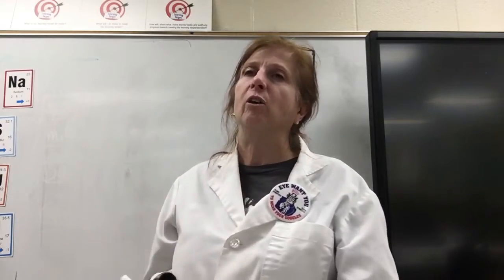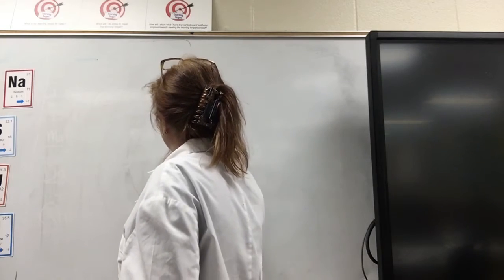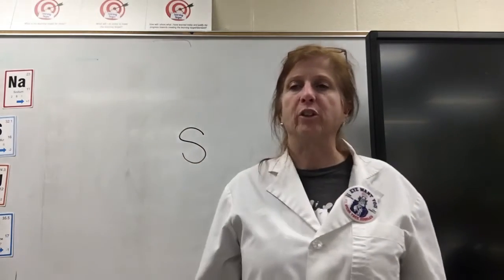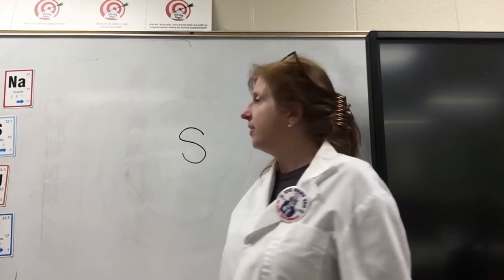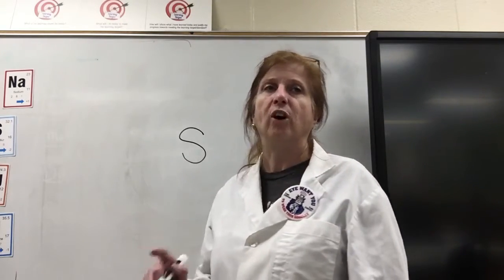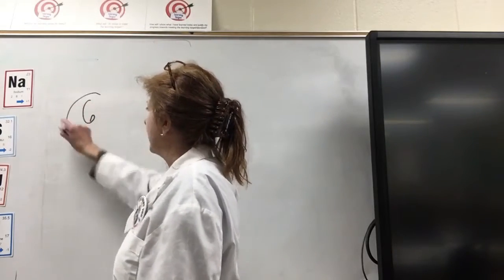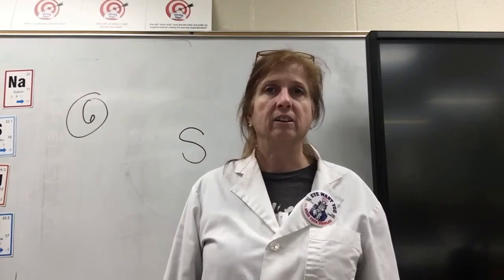What we're going to do now is the dot structure for sulfur. What you do is you write the symbol big with your marker on the back of your thing, okay? Then we know that sulfur had 6 valence electrons, right?